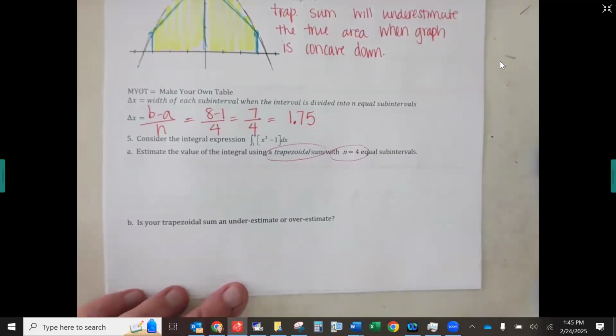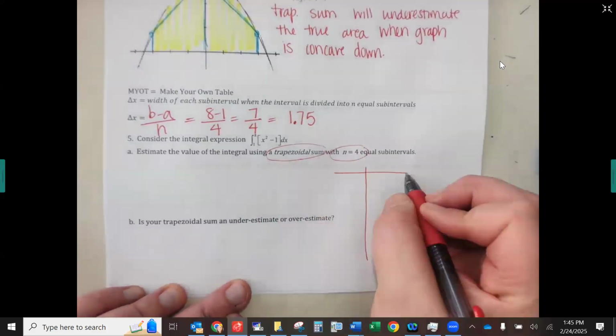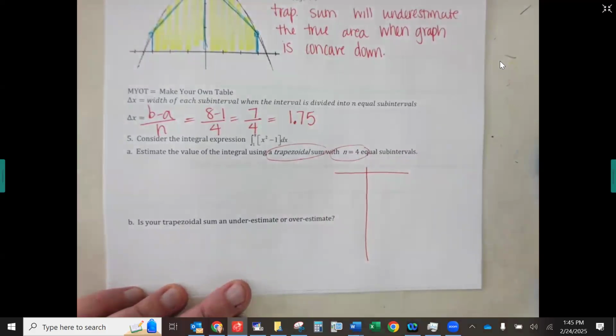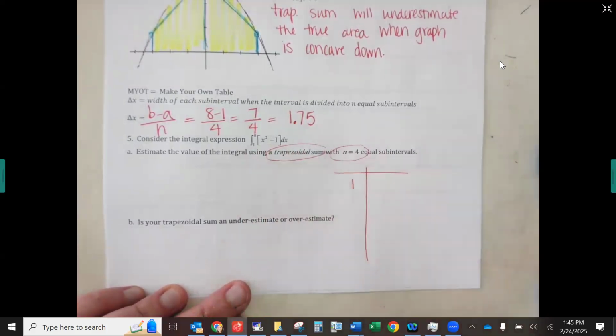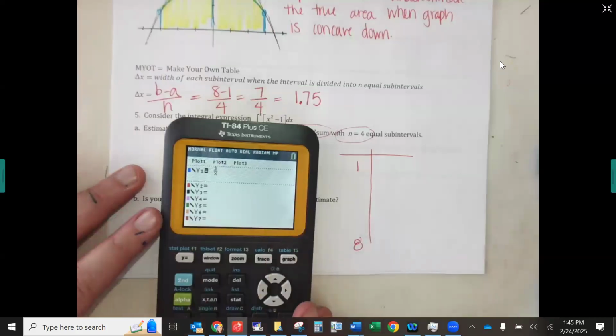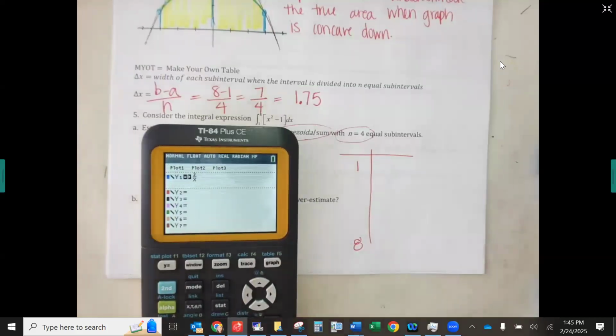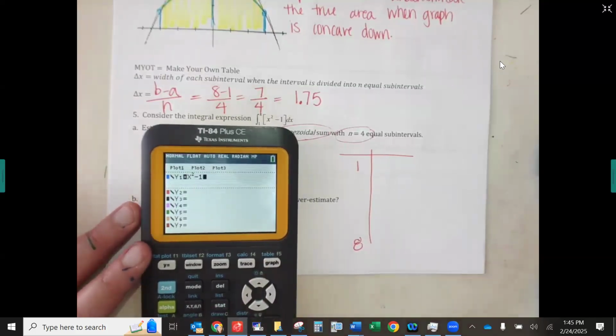Every single time. I need to make a table that goes with that. So right here, draw me a little table. We're going to start at what number? 1, and we know we're going to stop at 8. Okay, but in the table, I need it to count by 1.75. So let's review how to do that in your calculator so it does all the work for you. Okay, first thing you're going to do is go into y equals and type in the equation that you want, which is x squared minus 1. Okay, x squared minus 1.